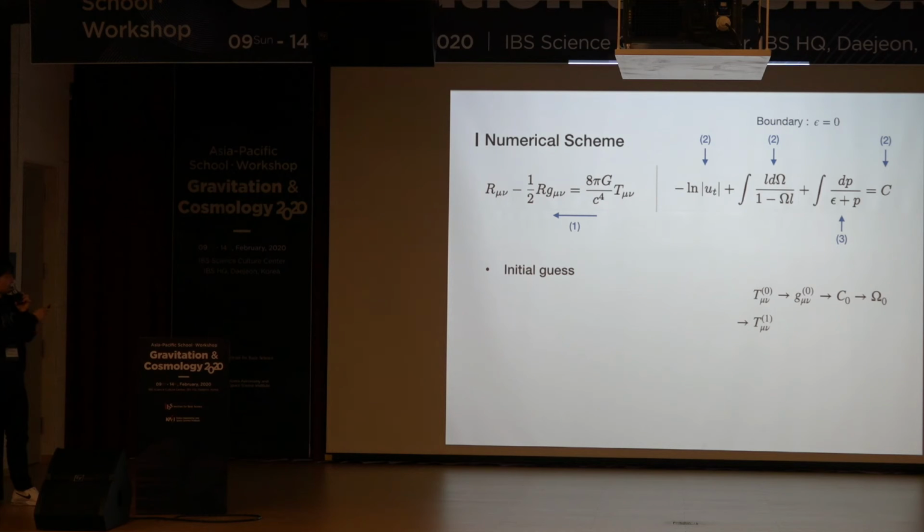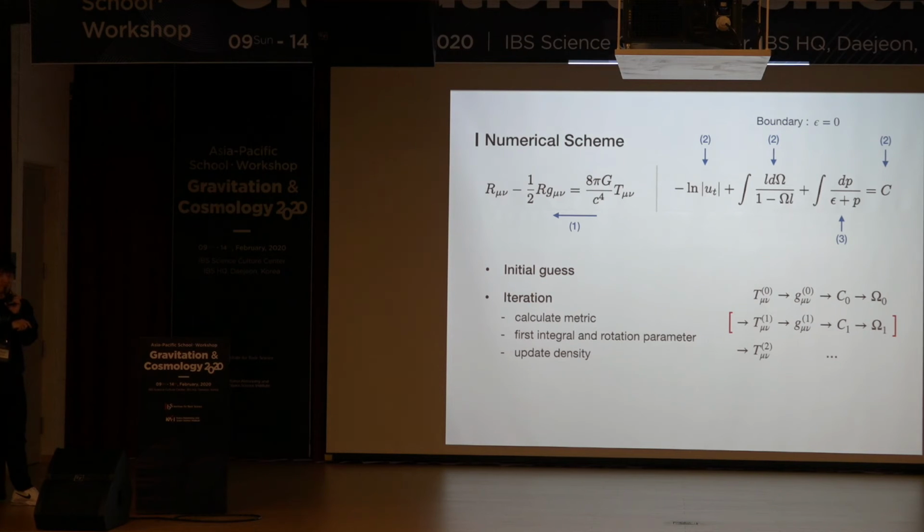And from this information, you can determine the matter distribution of the system, and this gives another guess on the space-time geometry. If you repeat this procedure over and over until the overall quantities on the computer converge, you can get a converged solution of the rotating system.